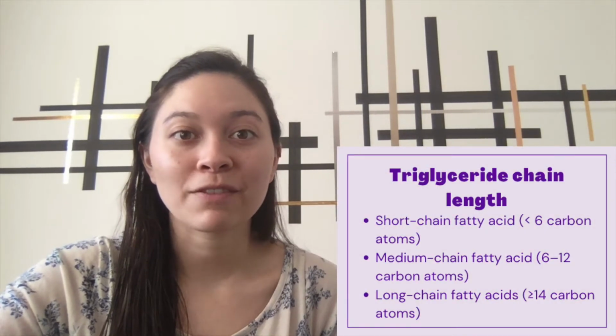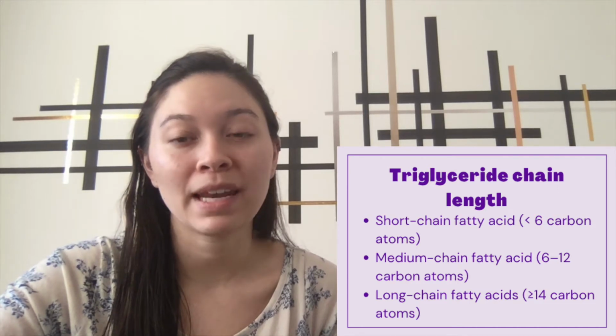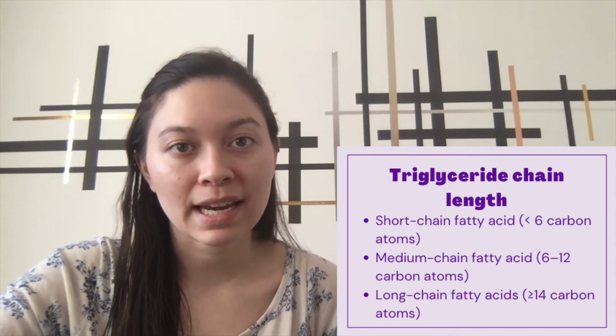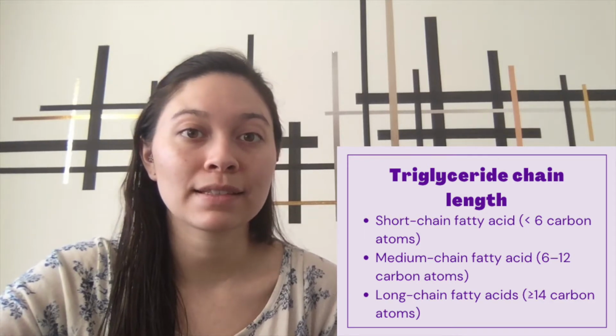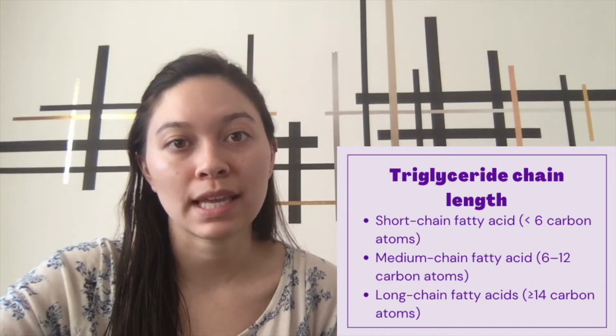First, you could have short chain fatty acids, which are pretty much any fatty acid under 6 carbon atoms, meaning 6 chain lengths. A medium chain fatty acid is going to be somewhere between 6 and 12, and a long chain fatty acid is going to be somewhere over 14.